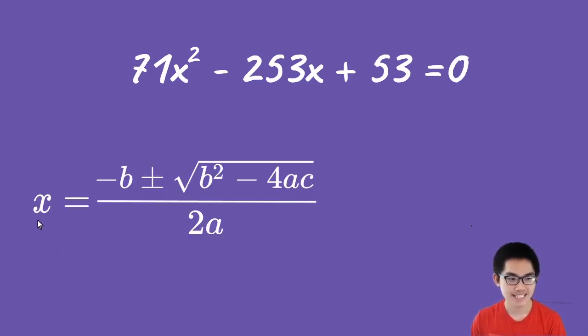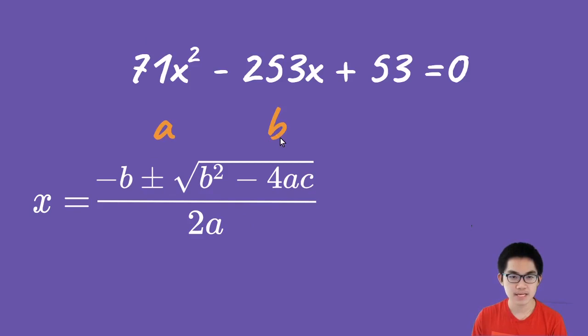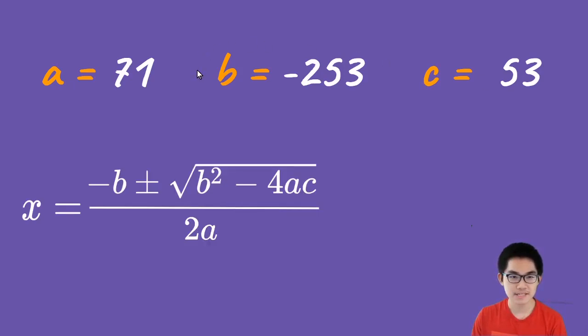And the formula states that x is equal to negative b plus and minus the square root of b squared minus 4ac over 2a. And so the first term is always going to be a, the second term is b, and the third term is c. In other words, a is equal to 71, b is equal to negative 253, and c is 53. And so all you need to do is just substitute these variables with these numbers inside the formula.